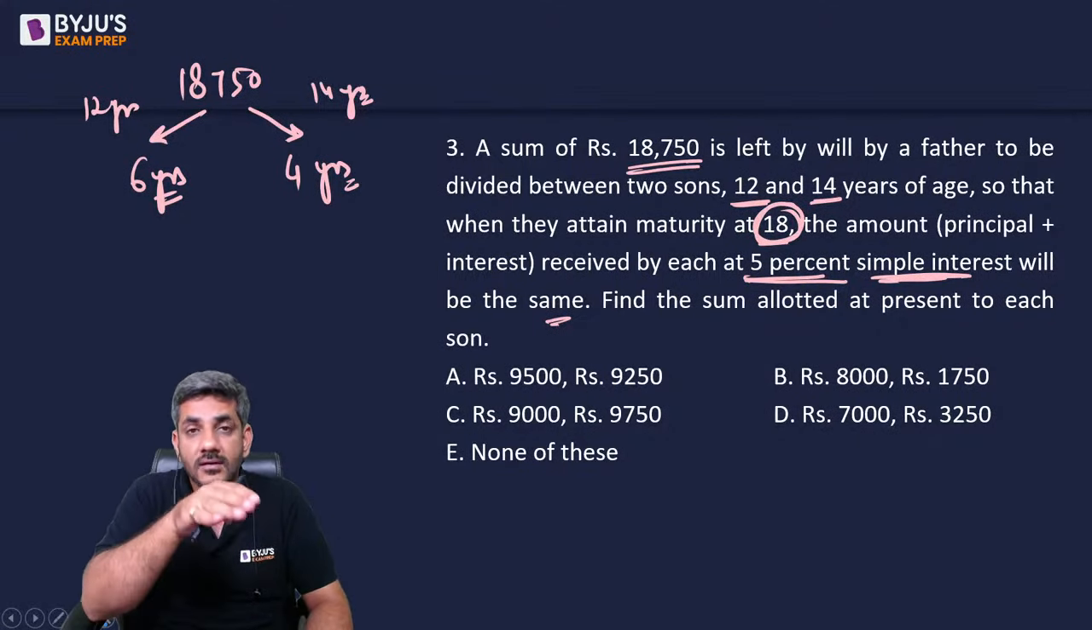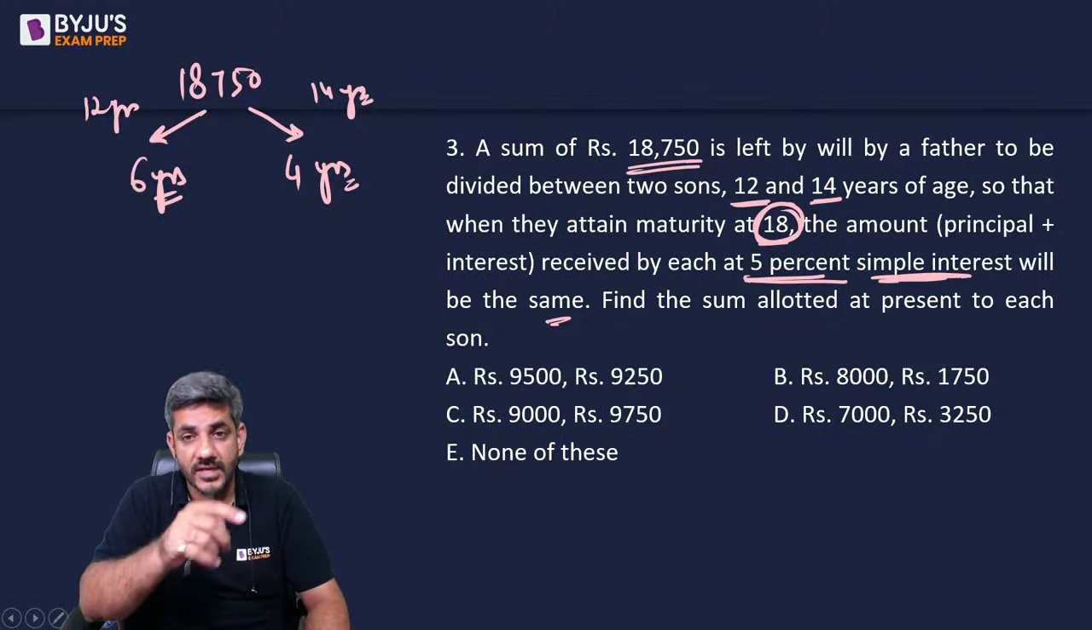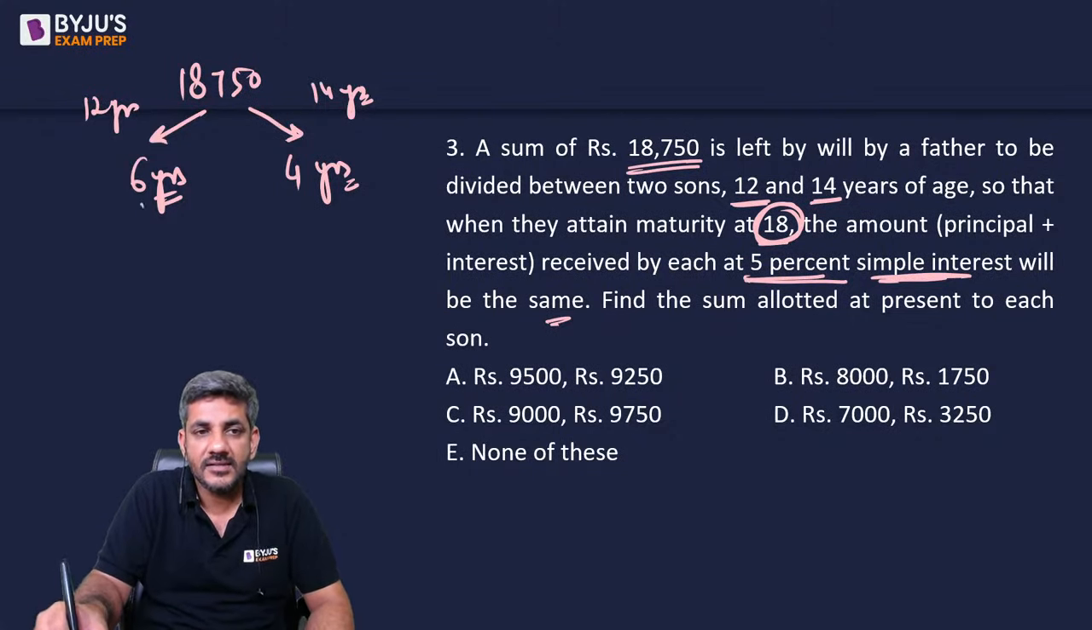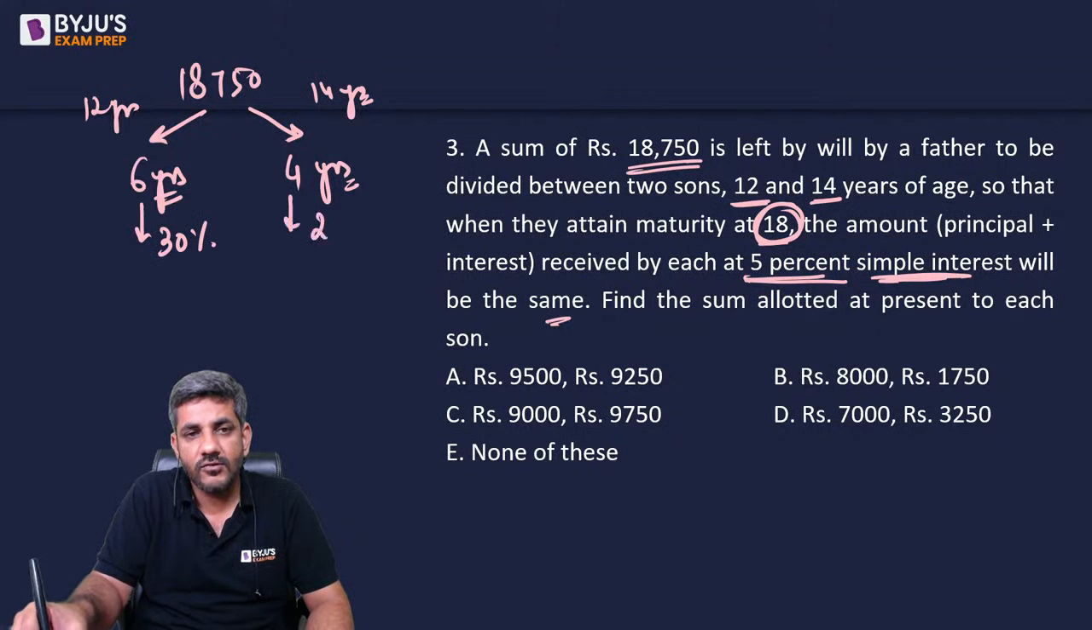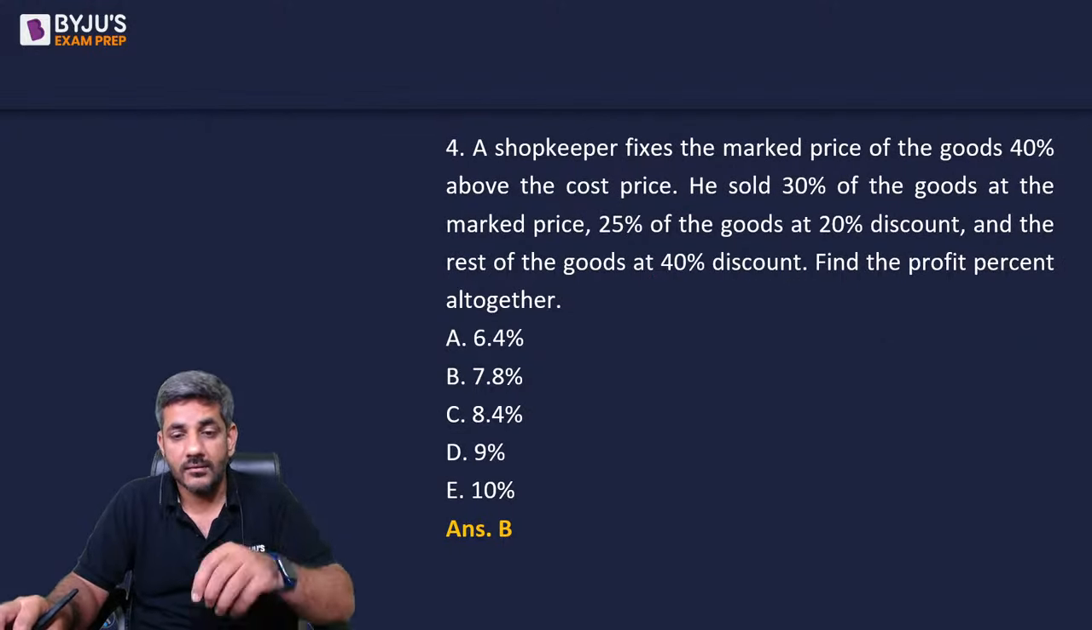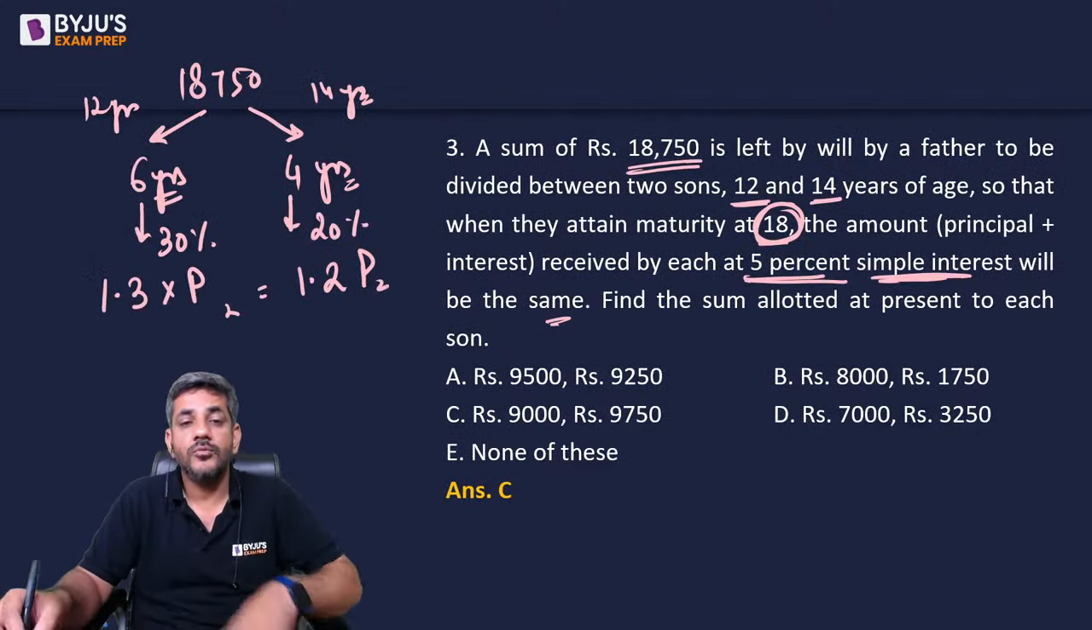The person who is 12 years old will be getting the money after 6 years. The other one would be getting it after 4 years. Now, at 5% simple interest in 6 years, this guy would get 30% interest and this person would get 20% interest. So his amount would become 1.3 times of his principal. His amount would become 1.2 times of his principal. And we want these to be equal.